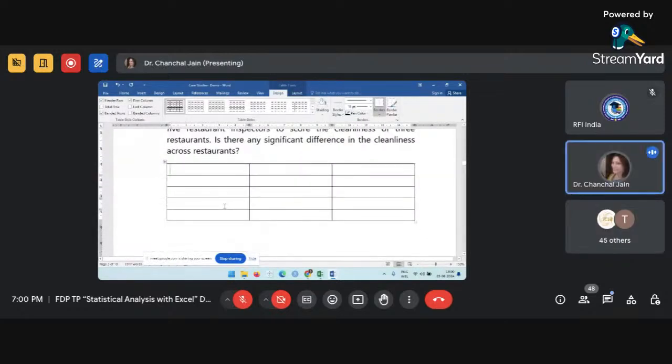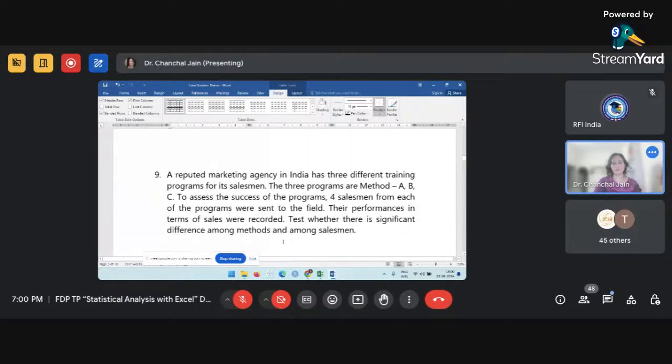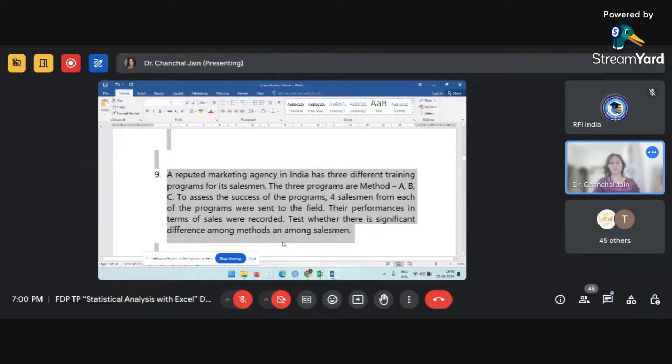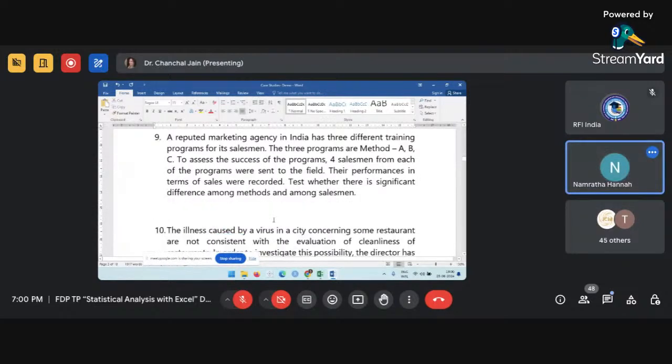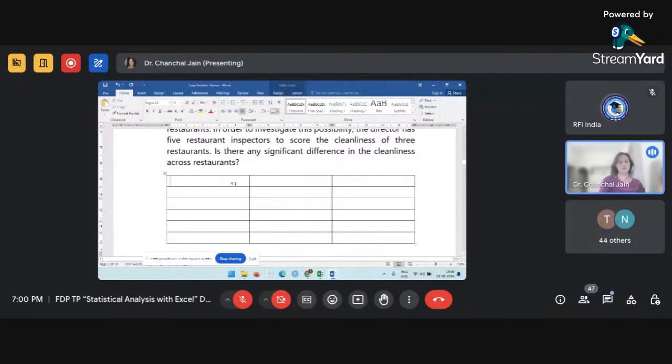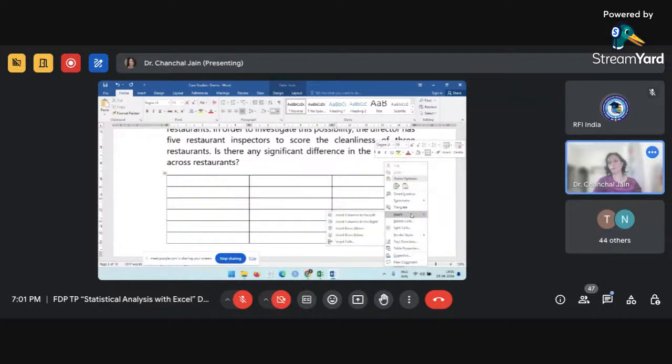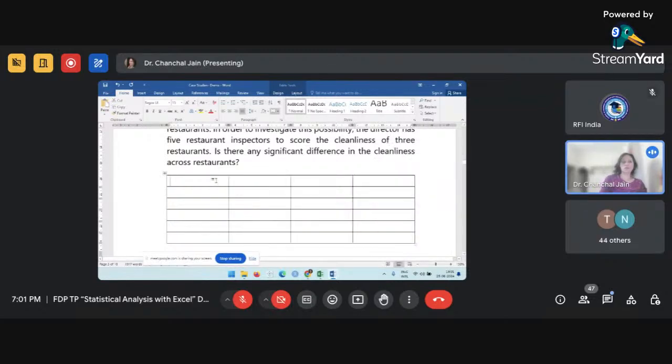Just a minute. Suppose there are 5 inspectors, right? It was written 5, no? Yes, ma'am. 3 restaurants and 5 inspectors. Yeah, just a minute. So suppose we should have one more column. I'm entering one more. So suppose we are having restaurant 1, restaurant 2, restaurant 3, inspector 1, inspector 2, inspector 3, inspector 4, and inspector 5. All of them are giving scores to the restaurant on the basis of the cleanliness parameter, right? It is clear, I think.